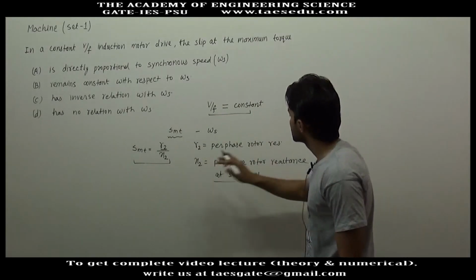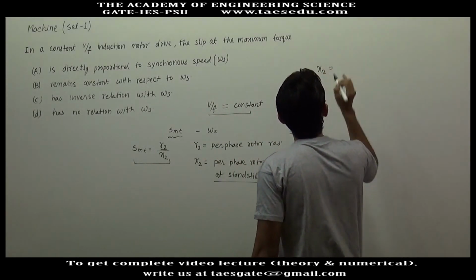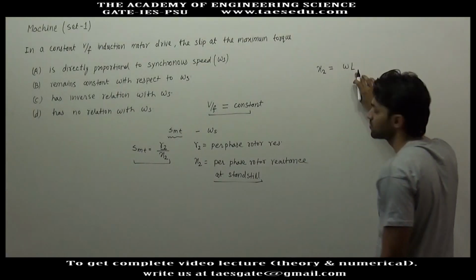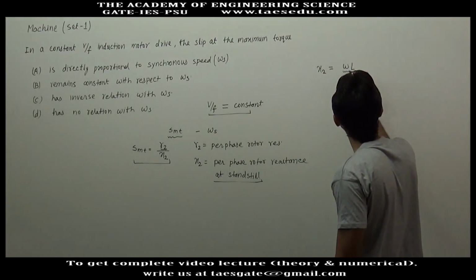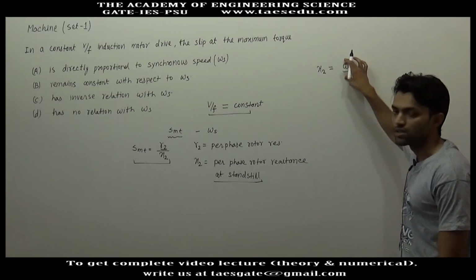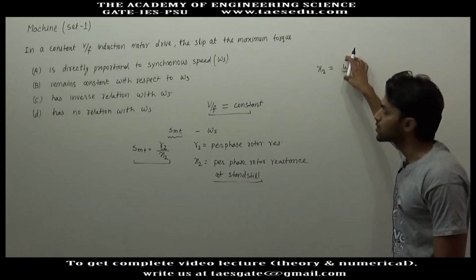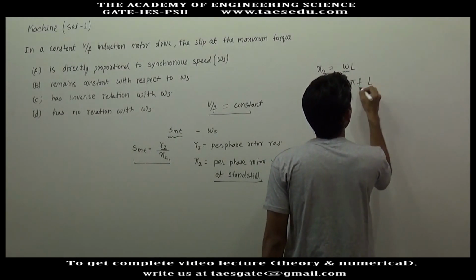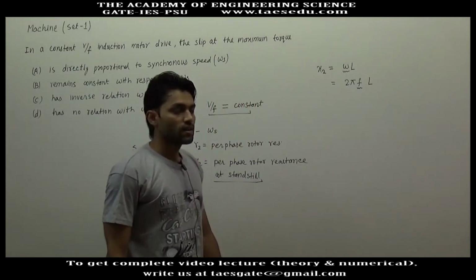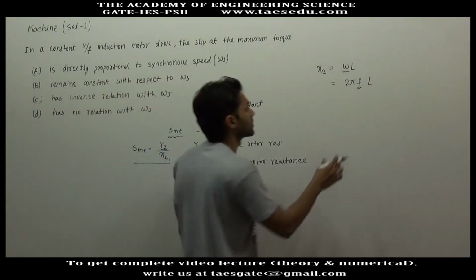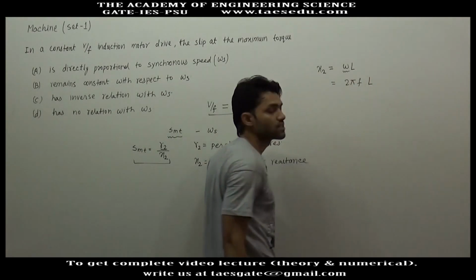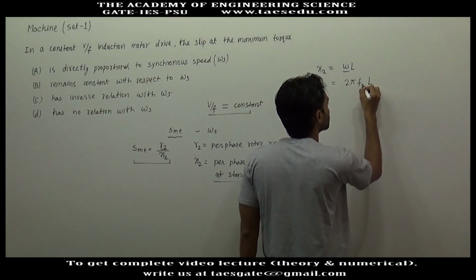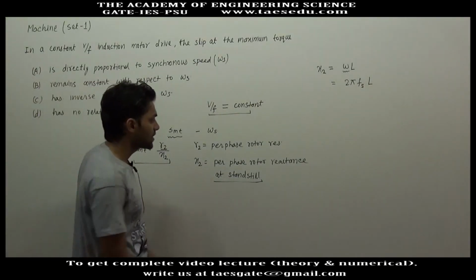Now X2 is the reactance of the rotor winding, and X2 will be omega into the inductance of the rotor winding, where omega is the angular frequency with which voltage is generated in the rotor winding. This will be 2 pi f into L, and f is the frequency with which voltage is generated in the rotor winding. This is called slip frequency. But X2 is defined at standstill.